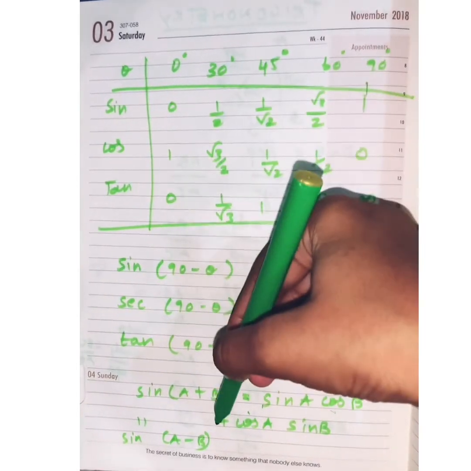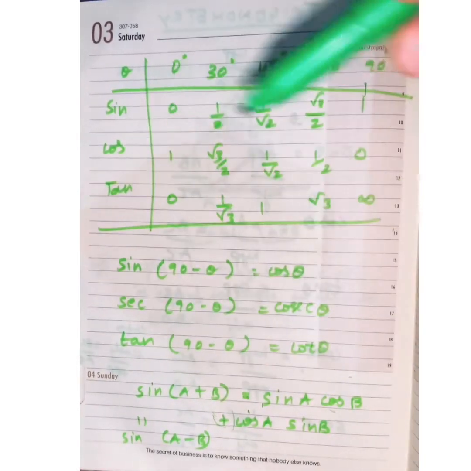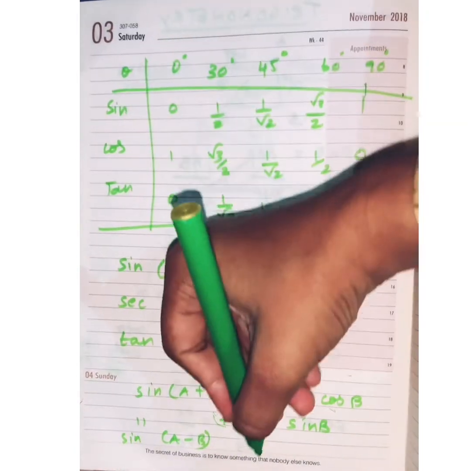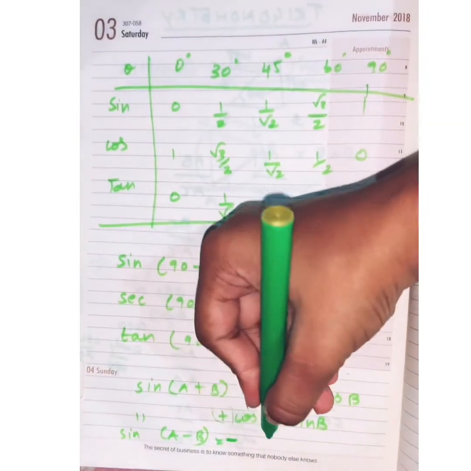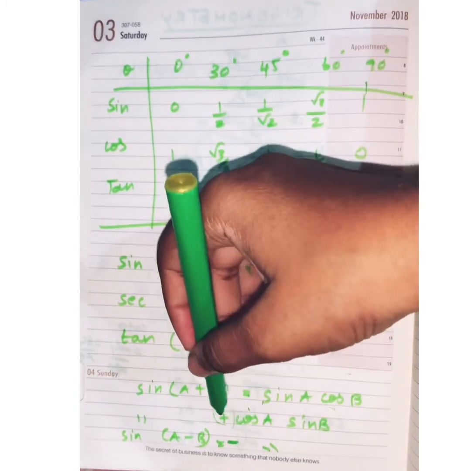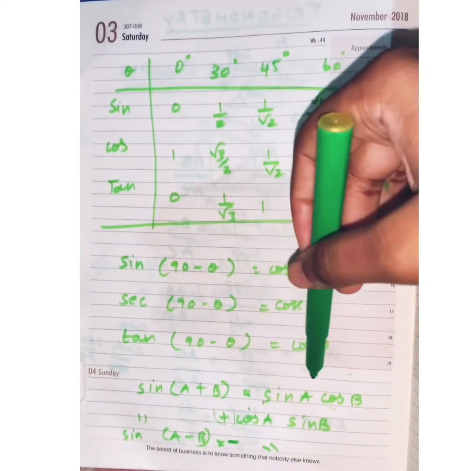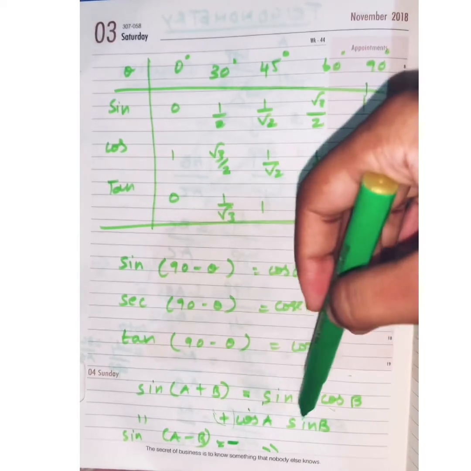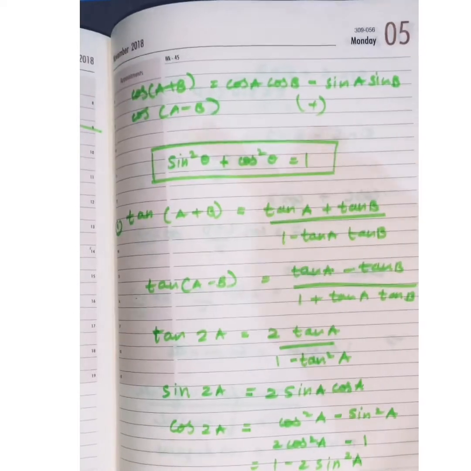The plus sign you are seeing will be converted into a minus. The same formula will come, but only the sign will be changing here, which is sin A cos B minus cos A sin B.